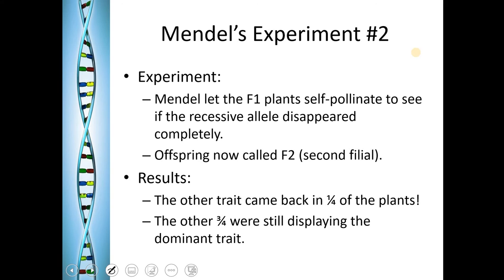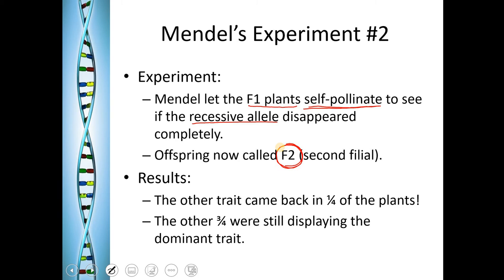So he thought, okay, what if I take those plants, the F1 plants, the kids, and we let them self-pollinate? Remember, self-pollinate means that one plant acts as both mom and dad, provides both the egg and the sperm. And he wants to see if that other allele or form of a gene has disappeared. What he gets now is the F2 generation. This would be like the grandkids.